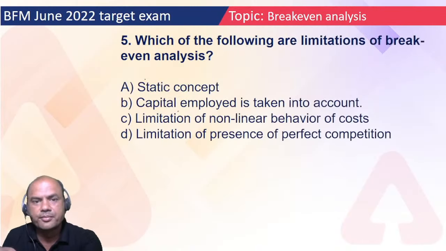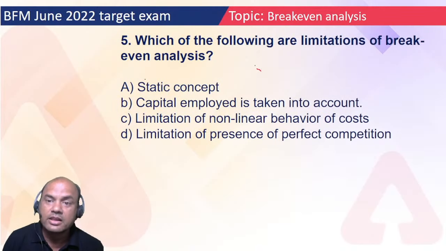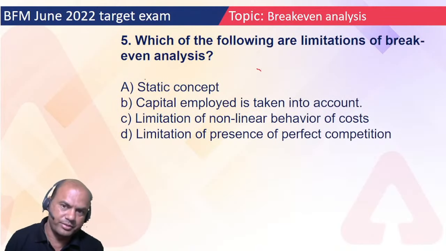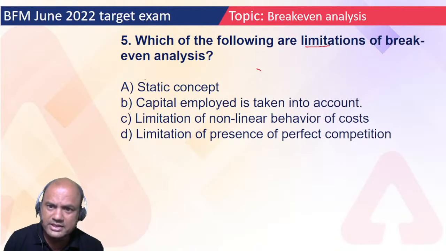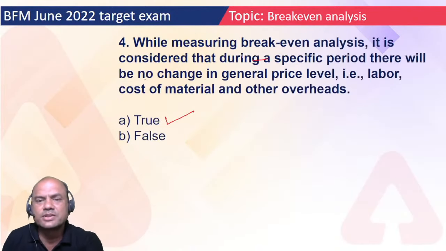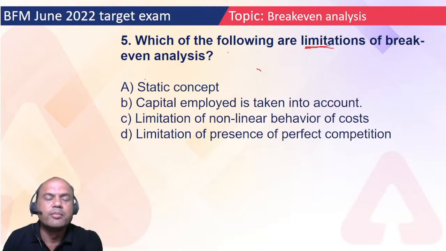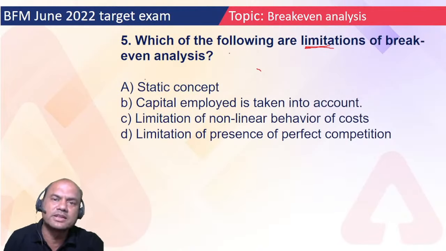Okay? Which of the following are the limitations of break-even point? Limitations means shortcomings. See this. General price level, no increase or decrease over here. Does this happen anywhere? Whenever you are in business, does it happen that prices don't change at all throughout the course of your business? It will never happen. So what are the limitations? Static concept. Static means no changes.